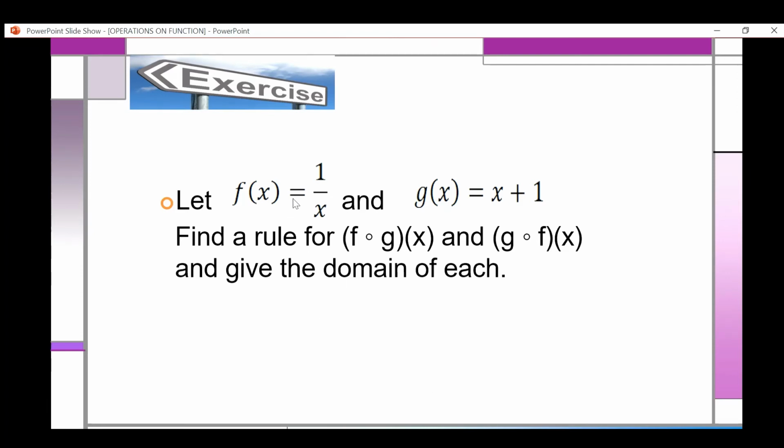So, let f of x be equal to 1 over x and g of x be equal to x plus 1. So, find a rule for g of x and g of f of x and give the domain of each. Okay, so dalawang class, f of g of x at saka g of f of x ang gagawin natin. Okay? So, in a few seconds, I will reveal the answer.